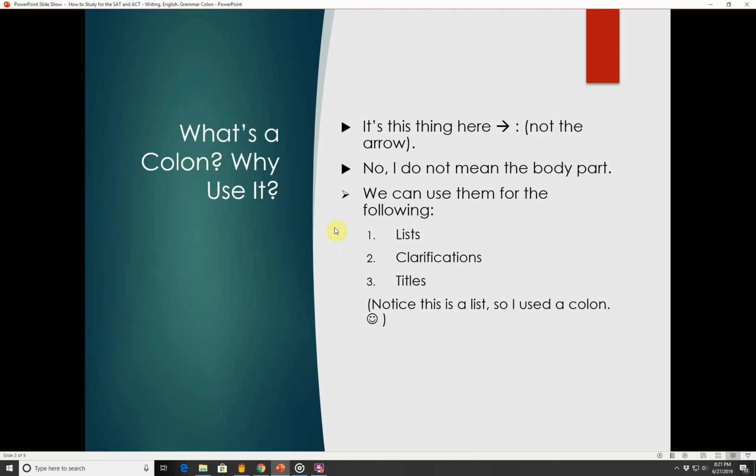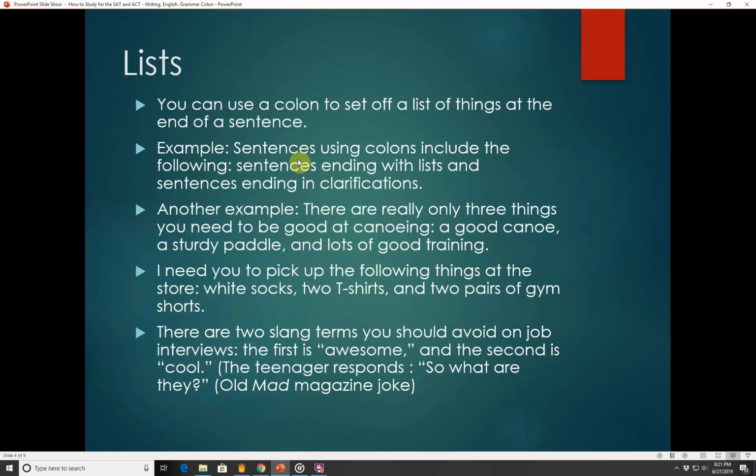So we can use colons for the following: lists, clarifications, and titles. Notice this is a list, so I used a colon. Lists. You can use a colon to set off a list of things at the end of a sentence. Example, sentences using colons include the following: sentences ending with lists and sentences ending in clarifications.